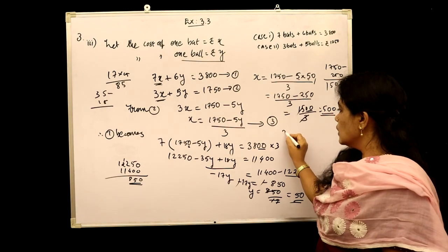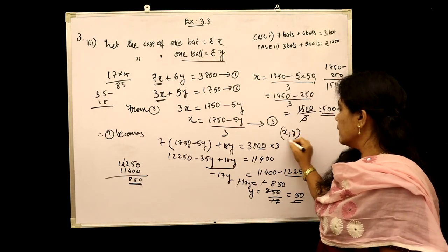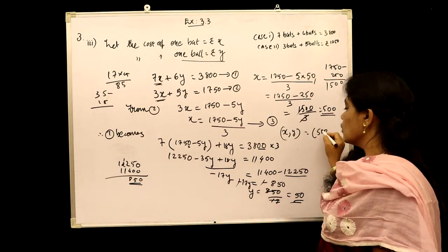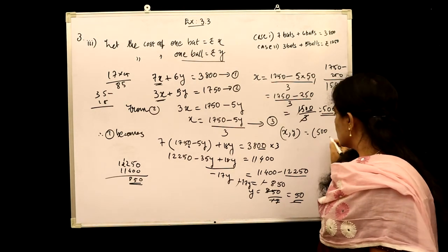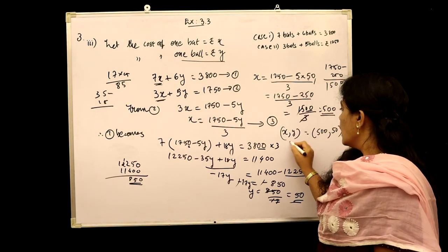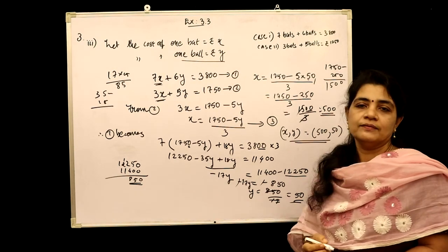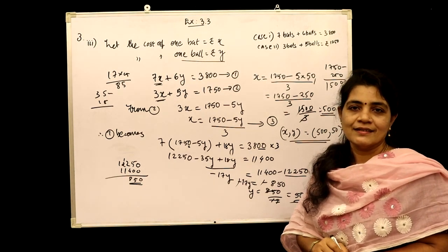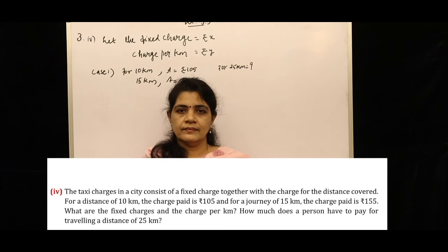So now we have the value of x in ordered pair, that is 500 rupees for the cost of 1 bat and rupees 50 for the cost of 1 ball. That is what is asked in this question. Is it clear, children? Now we are solving the fourth question.